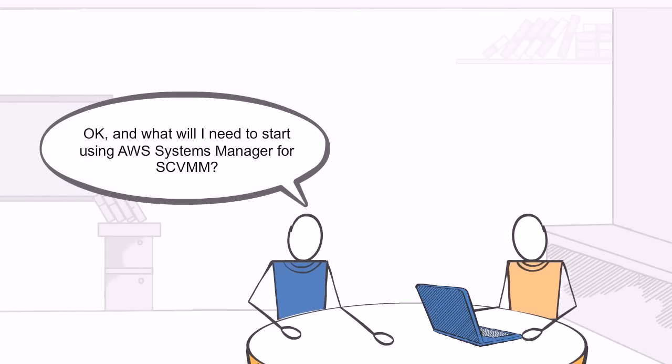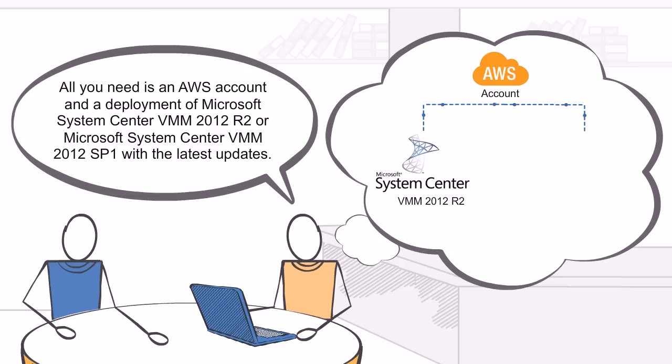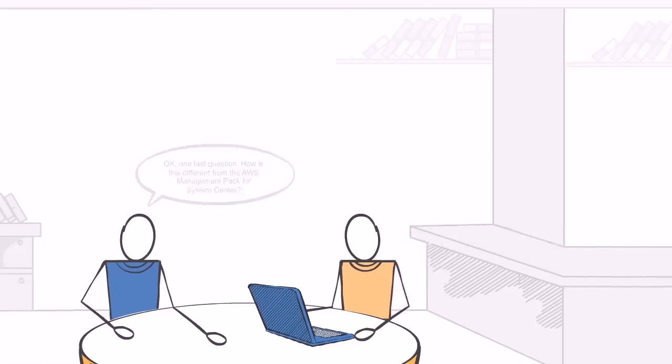Okay, and what will I need to start using AWS Systems Manager for SCVMM? All you need is an AWS account and a deployment of Microsoft System Center VMM 2012 R2 or Microsoft System Center VMM 2012 SP1 with the latest updates.